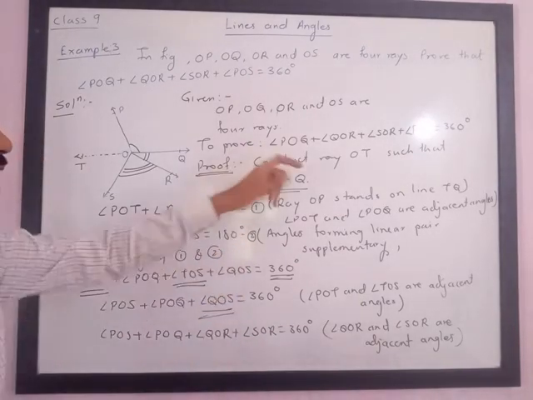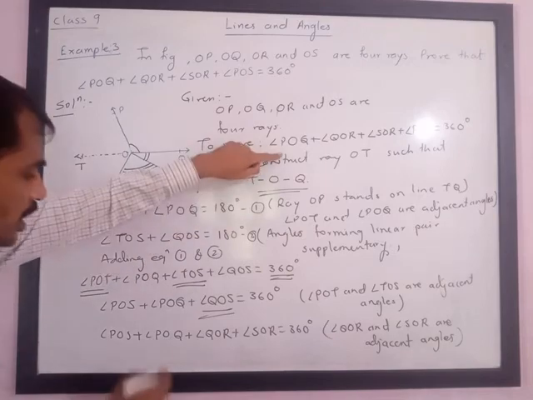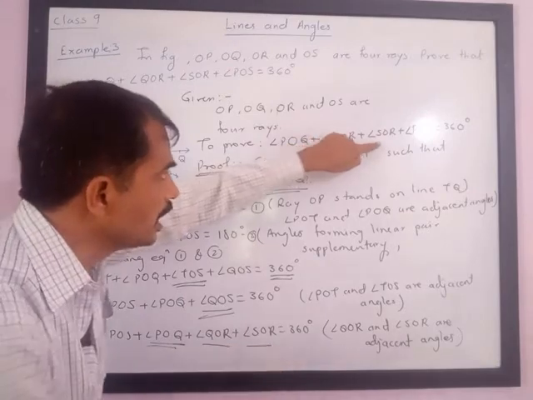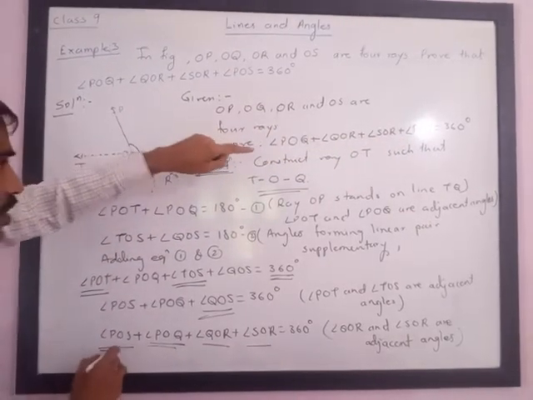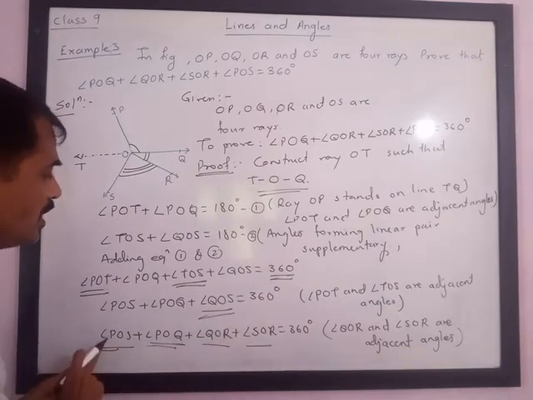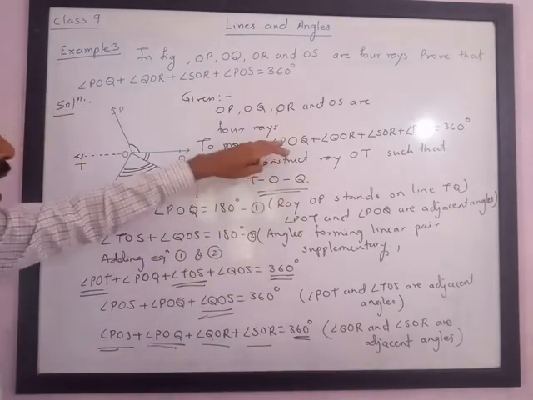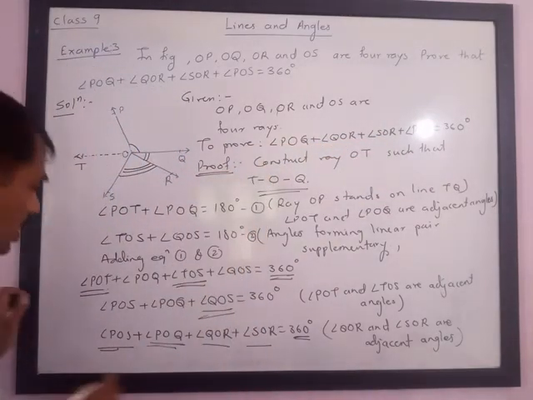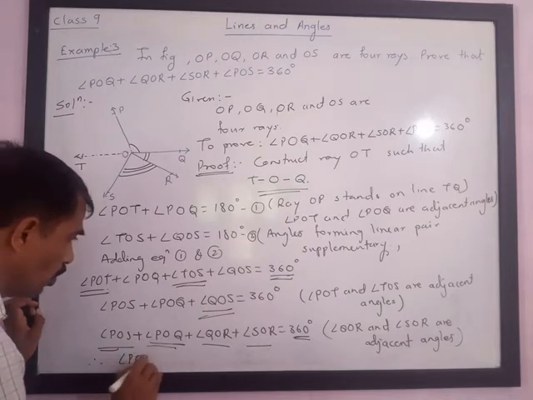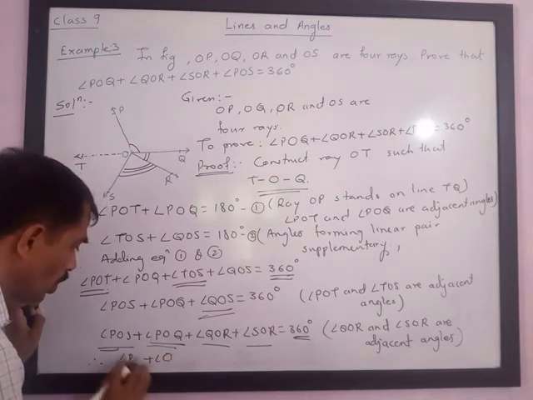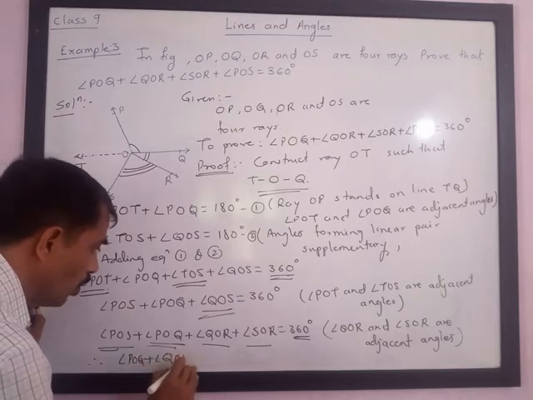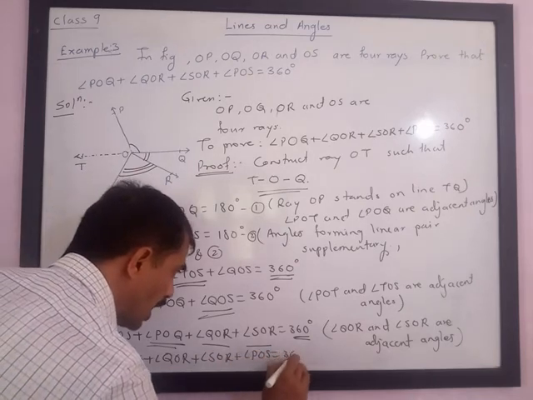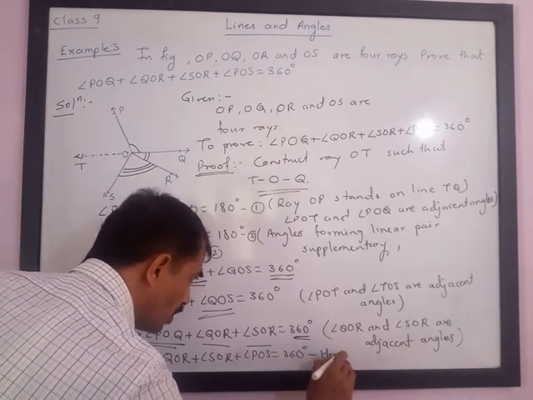Now look at what was asked. POQ is here, then QOR is here, SOR is here, and POS is written first. So you will see that this plus this plus this plus this is equal to 360. Hence I can say that angle POQ plus angle QOR plus angle SOR plus angle POS is equal to 360 degrees. Hence we have proved. Hence proved.